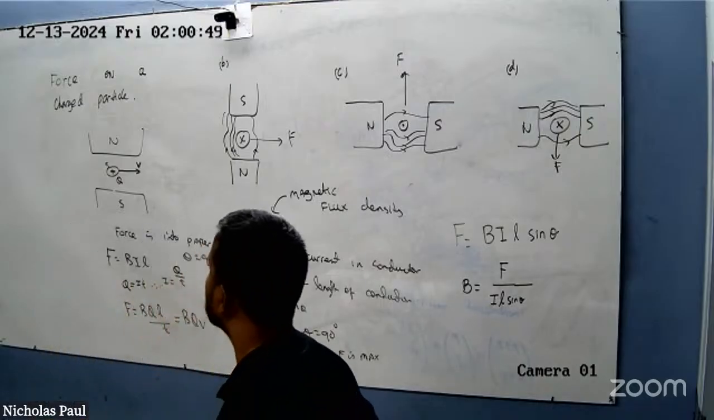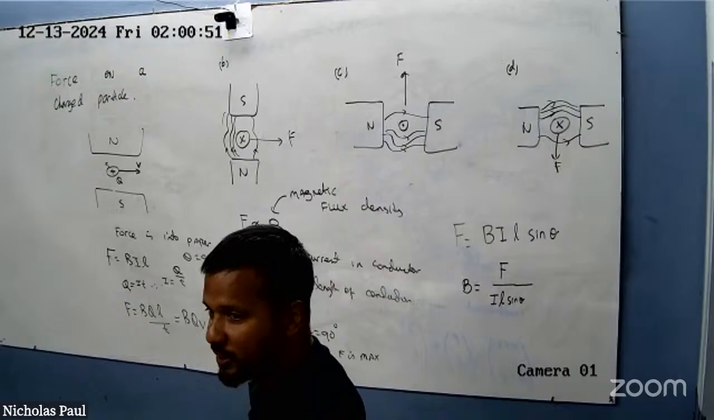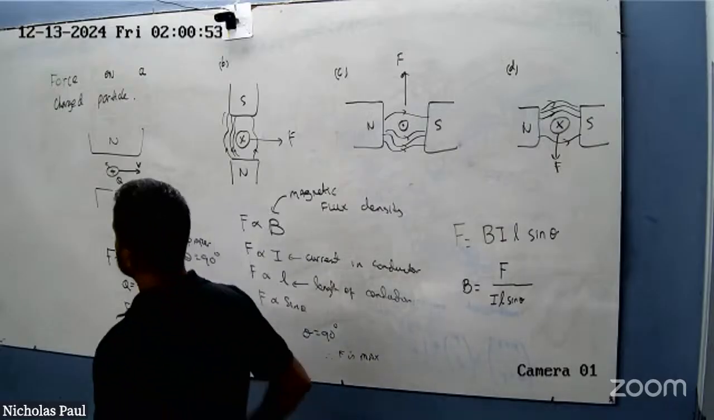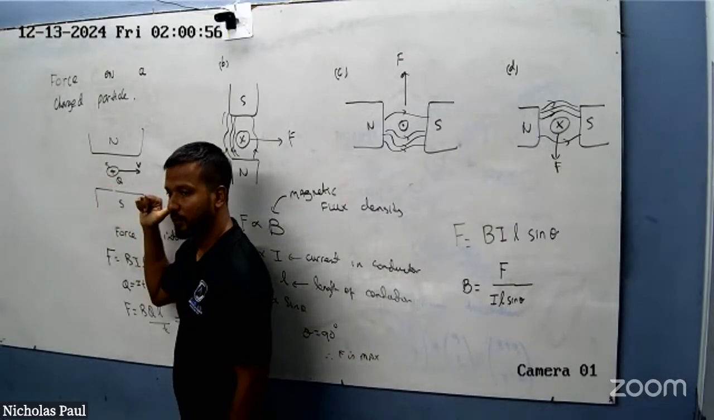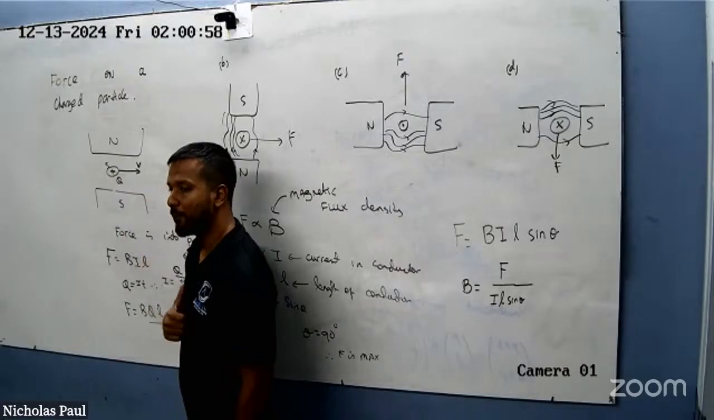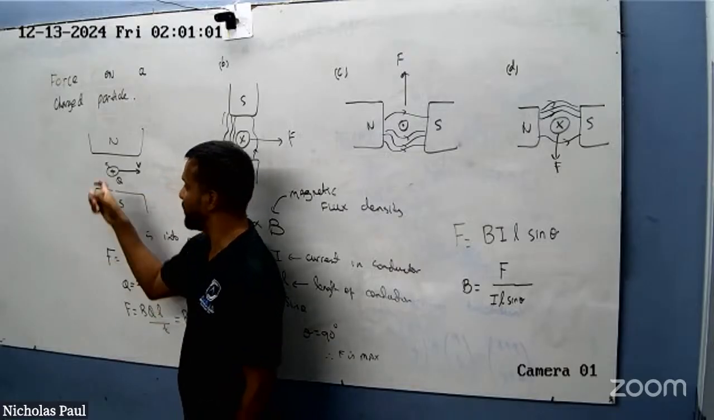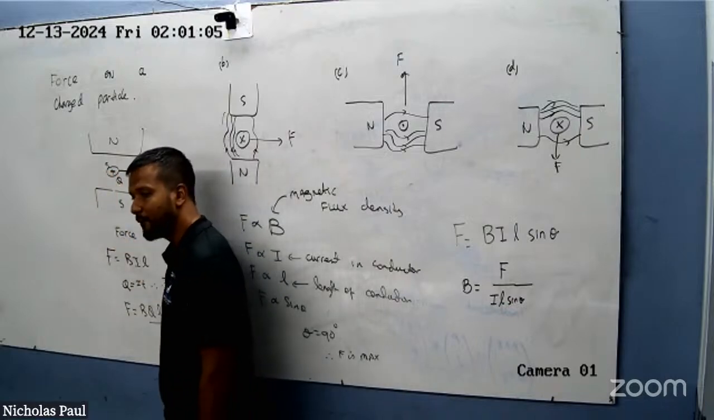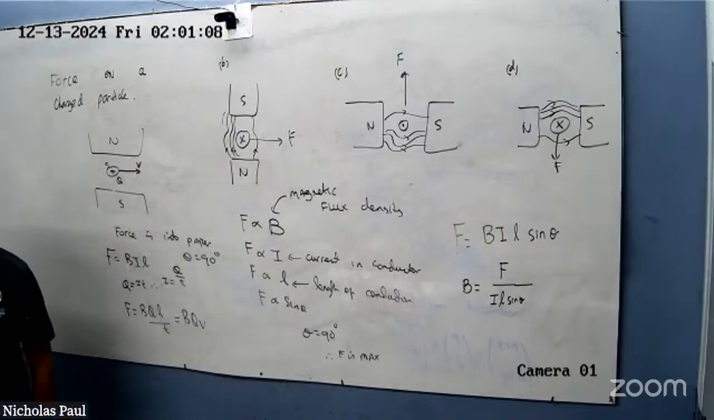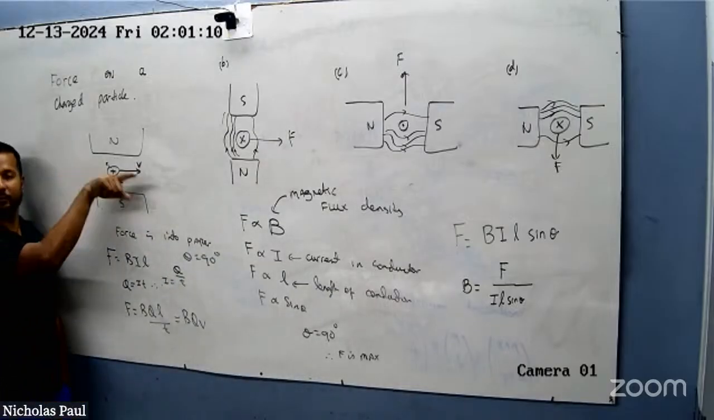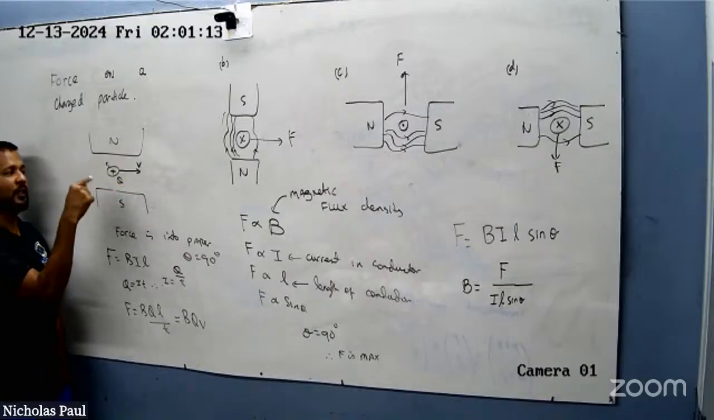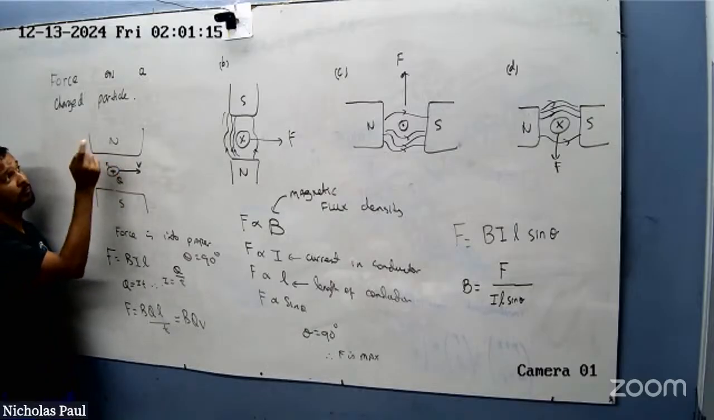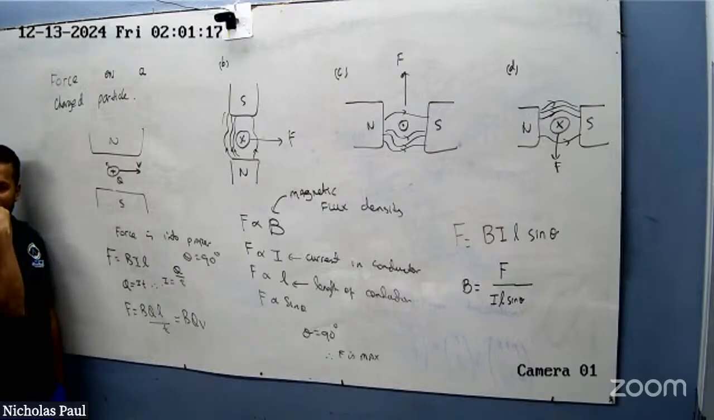So, Arian, what would have happened if there was a negative charge? If this was a negative charge going this way, what would happen? Would the force have been in or out? If it was a negative charge going this way, would the force be into the whiteboard or outside the whiteboard? Out. Opposite.